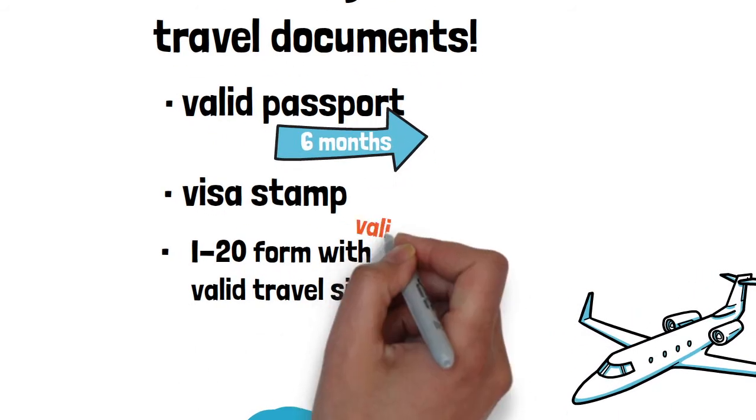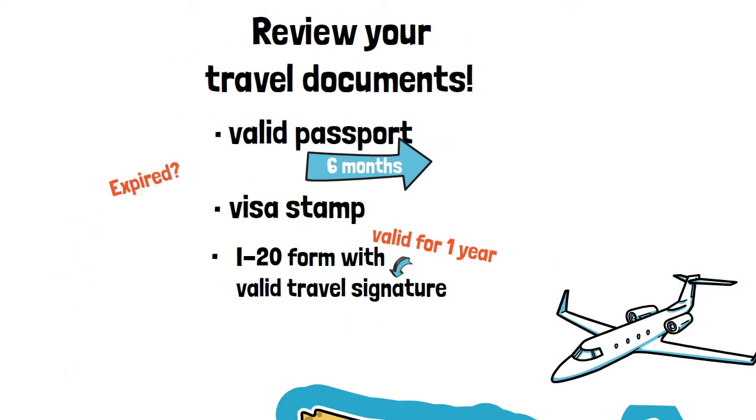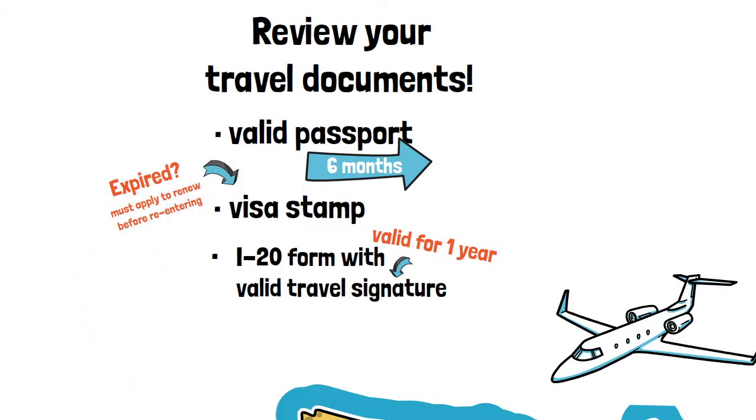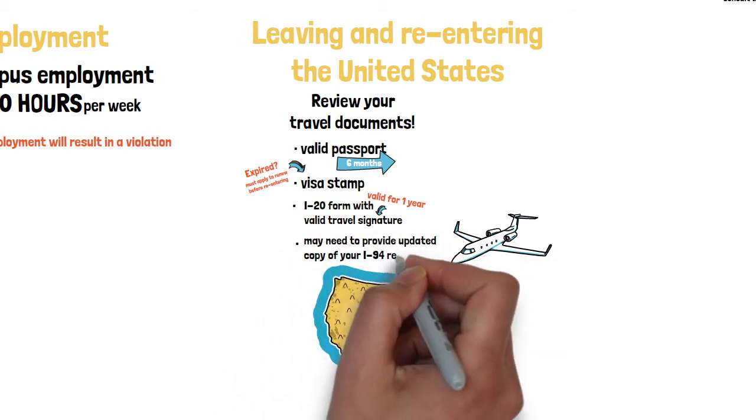Travel signatures are valid for 1 year. If your visa stamp has expired, you must apply to renew it before re-entering the US. Once you have re-entered, you may need to provide your international office with an updated copy of your I-94 record.